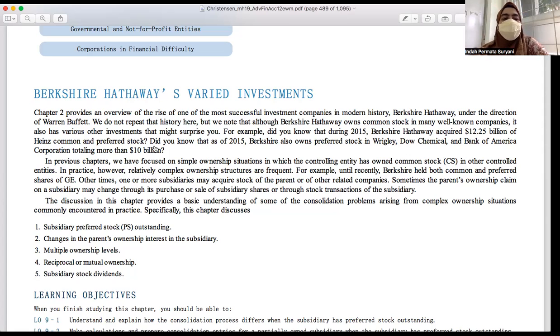Right, so this chapter will discuss understanding the consolidation problems that arise from complex ownership situations. There is a situation when we need to discuss subsidiary preferred stock outstanding, and also when there is a change in the parent's ownership interest in the subsidiary, and also multiple ownership levels, reciprocal or mutual ownership, and subsidiary stock dividends.